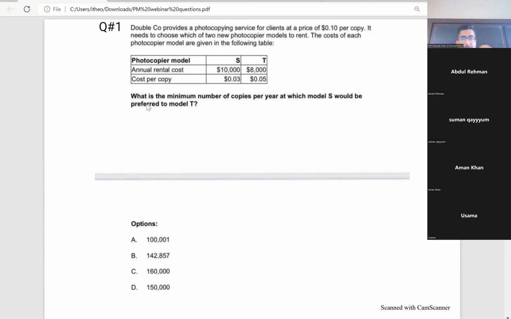Now, what is the meaning of this? The minimum copies at which one model would be preferred to the other model is the number of copies at which both models produce the same profit. The four options are 100,000, 142,857, 160,000, 150,000.